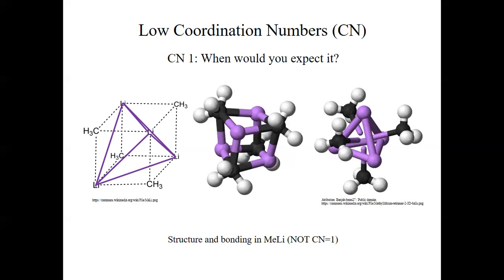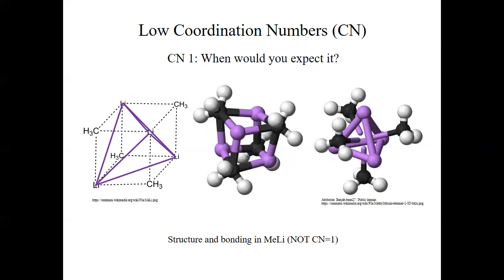There are some instances in which a coordination compound appears to have a coordination number 1, but this is not really so. An example is, for instance, methyl lithium. You may imagine methyl lithium is a very simple molecule with a methyl group and a lithium atom, with a polar covalent bond in between the methyl group and the lithium.